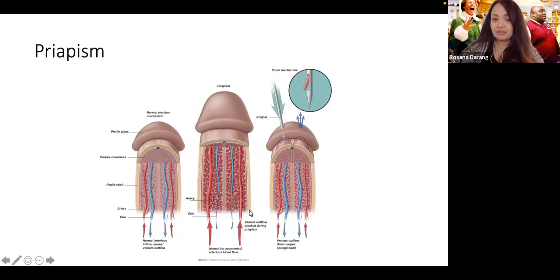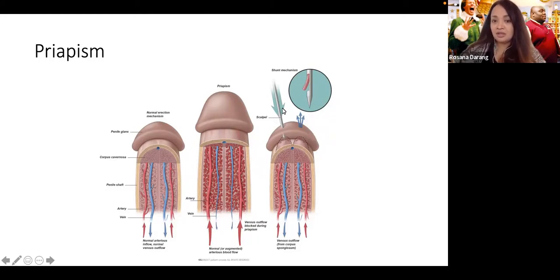But in the middle slide, this is what we call an augmented arterial blood flow, where venous drainage is very inefficient, and that can cause the sustained erection, which could be painful, of course. And even worse, if this does not drain completely, it can have much worse complications. So this is an emergency treatment for priapism.